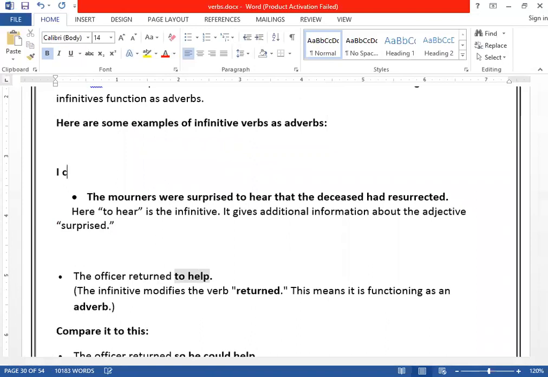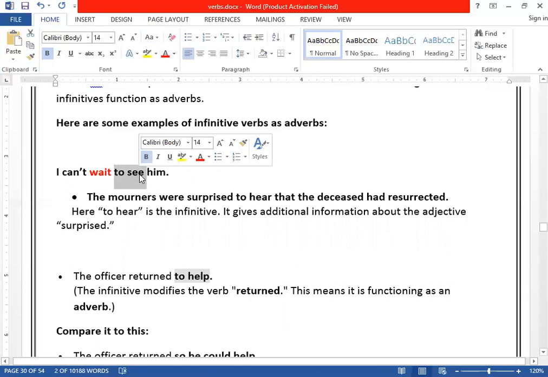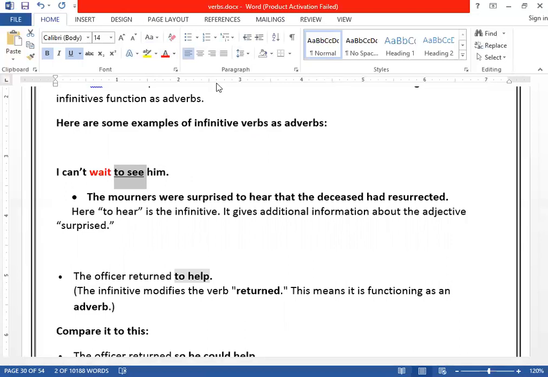For example, if I say, I can't wait to see him. I can't wait: wait is a verb. To see, what is to see? It's an infinitive. I can't wait, what for? To see modifies the verb. Here to see functions as an adverb. When it modifies a noun we call it an adjective, but here it modifies a verb, so we call it an adverb.